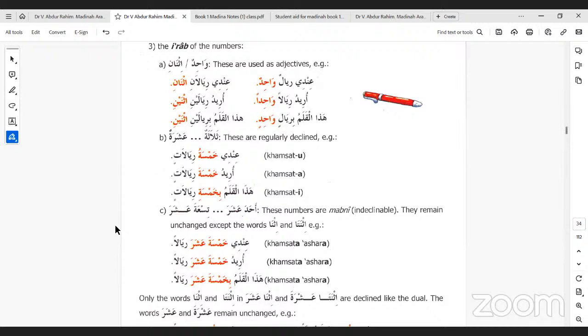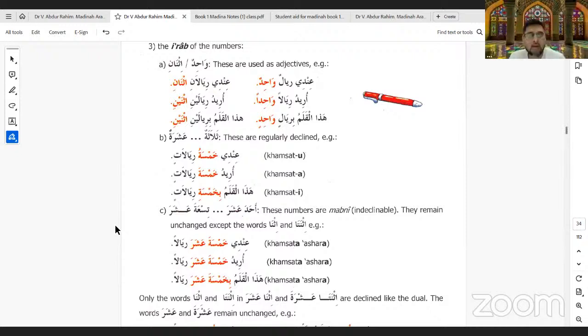What does regularly declined mean? In the Khamsatu riyalat, I have 5 riyal. So it means that these are regular declension. That means the harakat for these nouns is a normal harakat. So what it's trying to say, the numbers, indi khamsatu riyalat: here indi is khabar, khamsatu riyalat is mudaf ilayhi, mubtada'i muakhar.